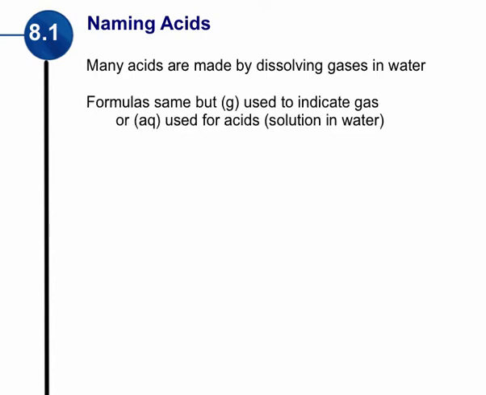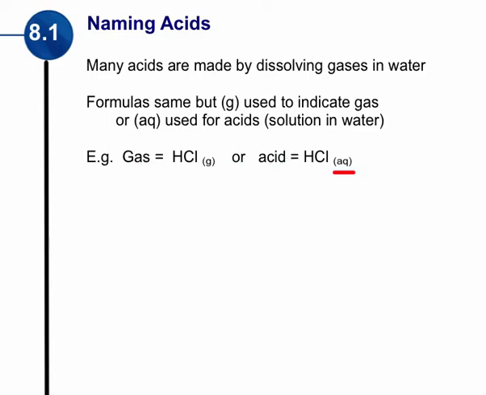If we were looking at the formulas for the compound or the gas, we're going to use a little g to indicate that we're talking about the gas. And if we're talking about the acid, we're going to use AQ because it is in solution, in water. So an example here would be the gas form of HCl. The little g tells us we're talking about the gas. If we wanted to talk about HCl as an acid, we would have the exact same formula, but instead we would have an AQ. There's the difference between the gas and the acid.